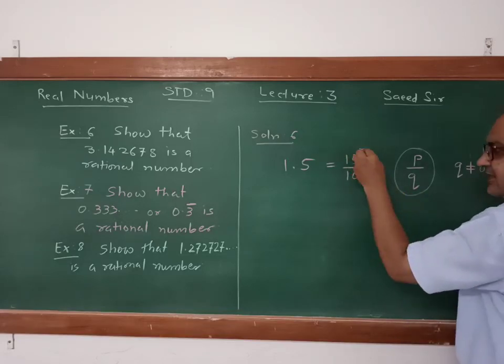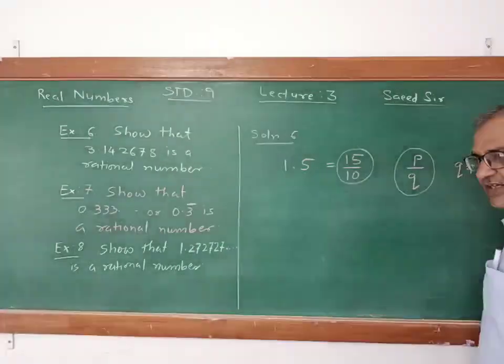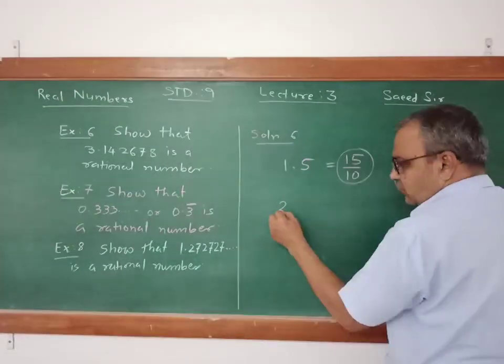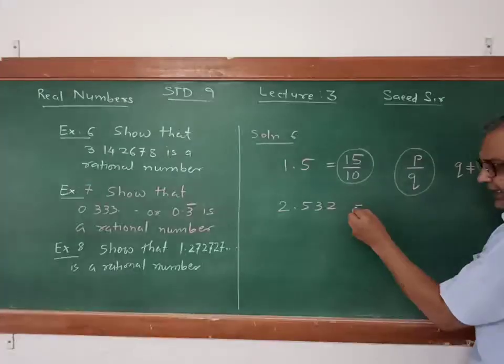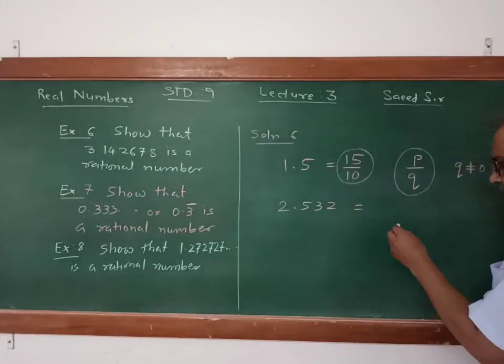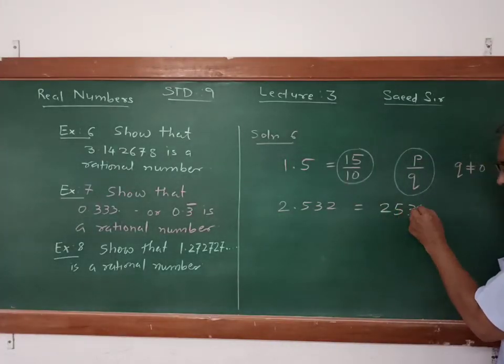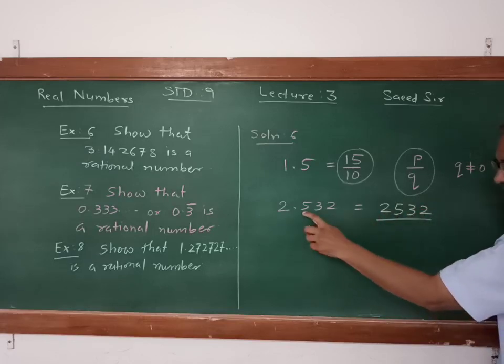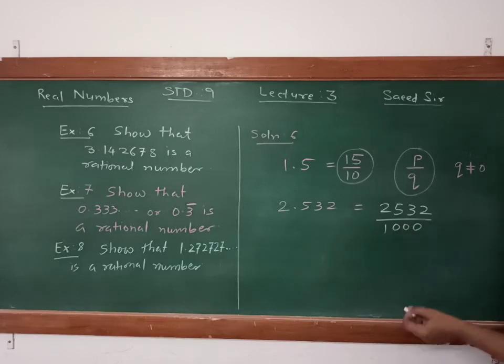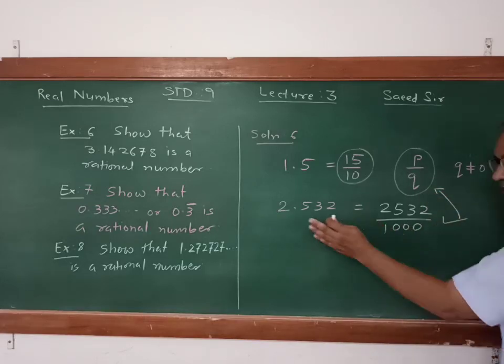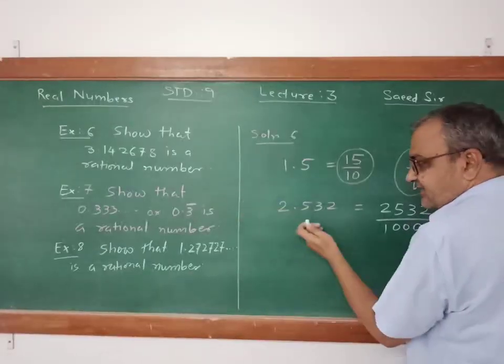So 1.5 is a rational number. In the same way, I can say 2.532, then I can write it like this: 2532 divided by how many decimal digits? Then it is 1, 2, 3 digits. So this is also written as p by q, where q is not equal to 0. So this is written as a rational number.